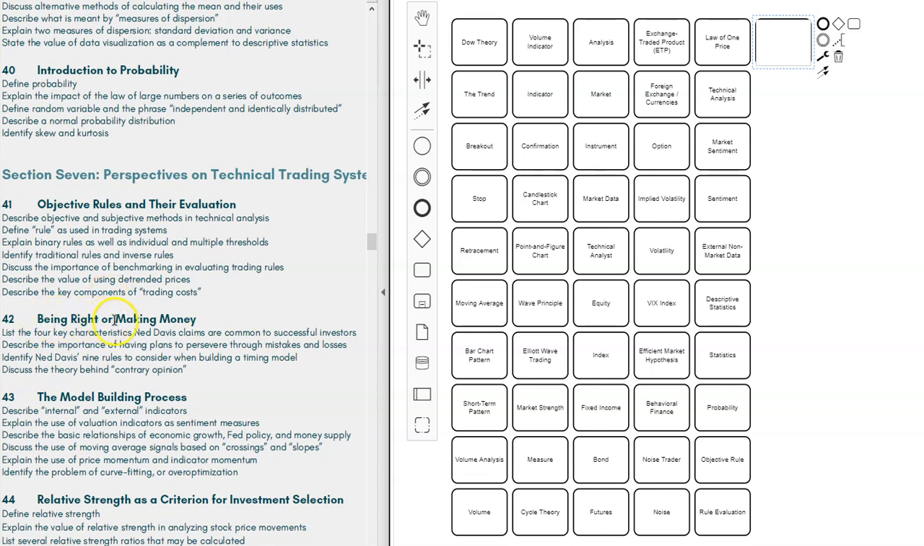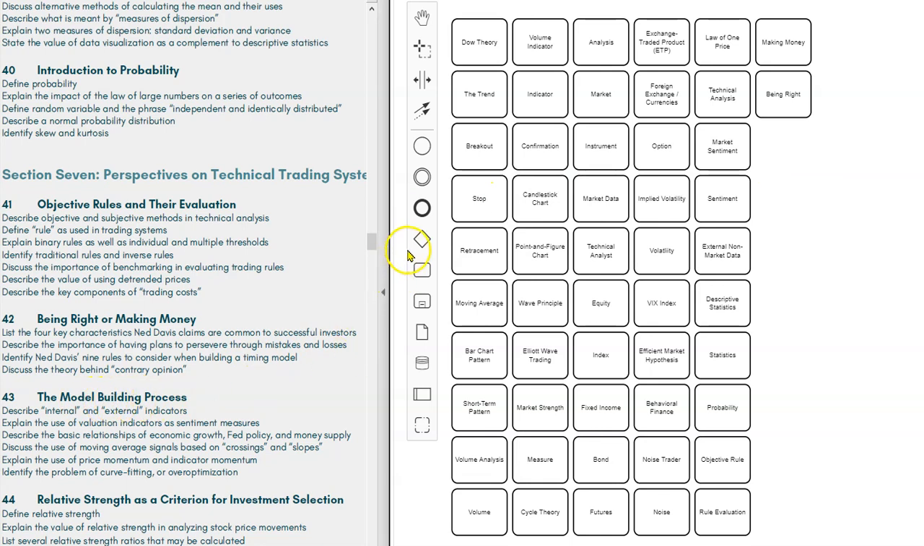Being right or making money. What's your goal? To make money. But that contrasts frequently with being right. And this is more behavioral finance topics.